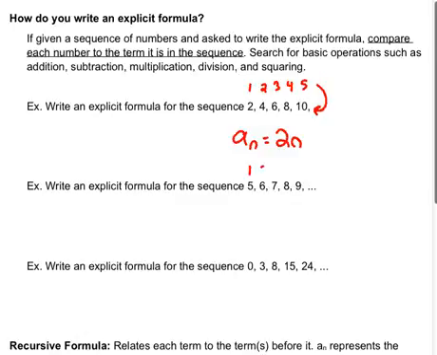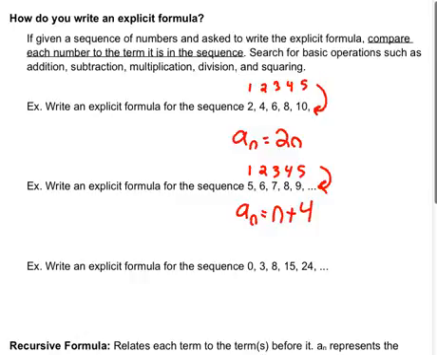Same thing here. Let's label this out. 1, 2, 3, 4, 5. What am I doing to 1 to get 5? What am I doing to 2 to get 6? What am I doing to 3 to get 7? And I think what you're going to notice is all I'm doing is I'm taking that position and I'm adding 4 to it to get the term itself.